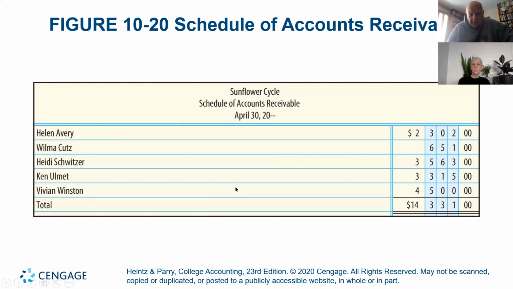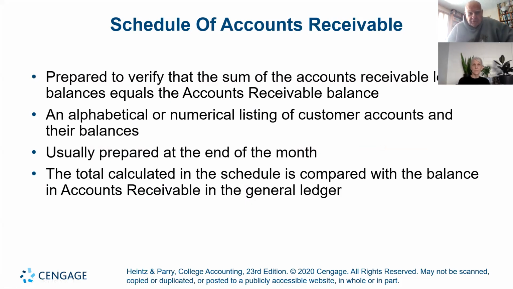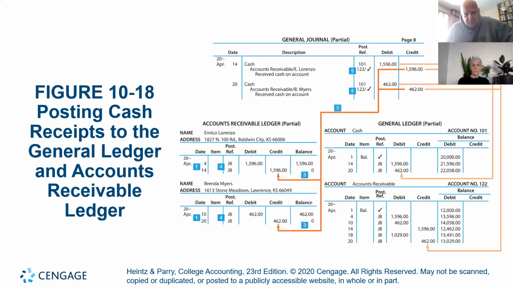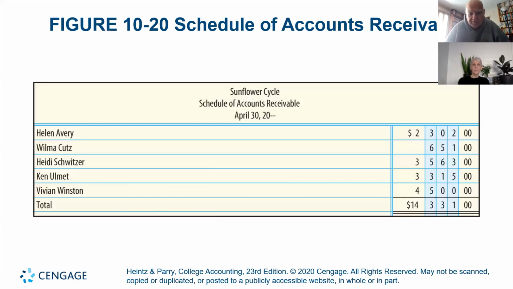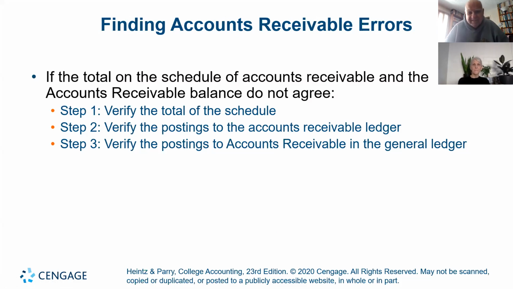Okay. Accounts receivable schedule. Schedule of accounts receivable. Why are they showing it after we just looked at the schedule? It's prepared to verify the sum. Oh, they did it. I was too quick with the fingers. Okay, schedule of AR. I'm not going to talk about this too much. Finding accounts receivable errors is the same as any other error. You make a mistake, you go back over it, you trace your entries.